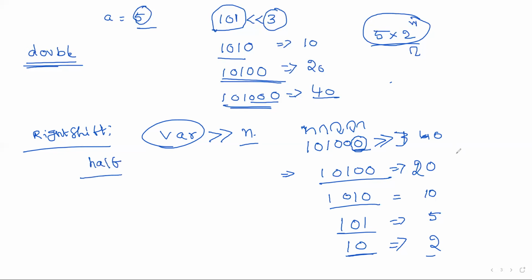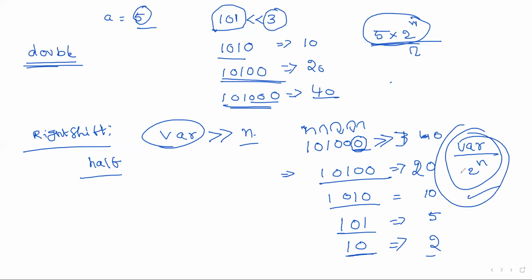So simply, what is the thing? The variable divided by 2 power n. Here each and every time variable divided by 2 power n. And observe at the last position, 5. Actually 5 is an integer. So that is the reason the result is also an integer. Why? Because the bitwise operators are applicable only for integer numbers. These are the bitwise operators.